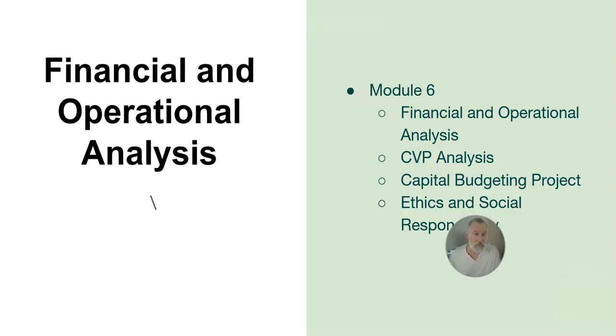The other project is your financial and operational analysis. This is kind of the capstone type project. Again, a lot of this information you've already previously done in your discussion. You're going to refine and polish it, and come up with a final analysis, which includes a CVP analysis, capital budgeting, and ethics and social responsibility. Now, in both of these projects, you're going to do this on a company of your own choosing, so be sure to look at the instructions in the course for that material.